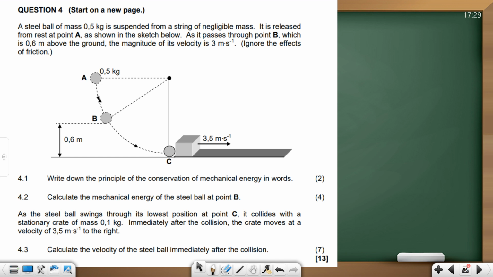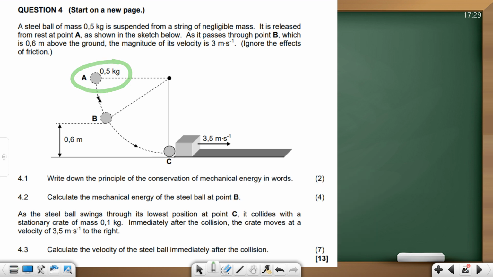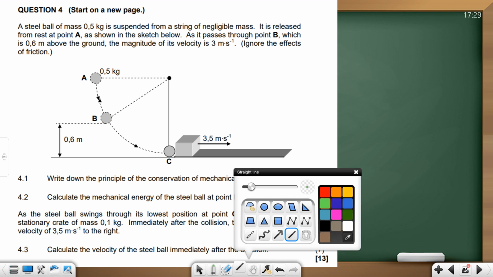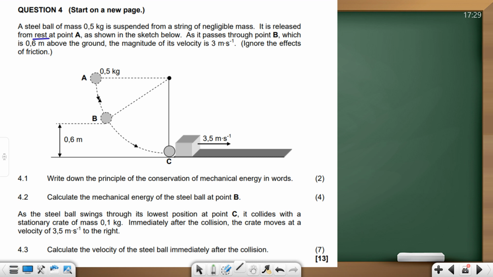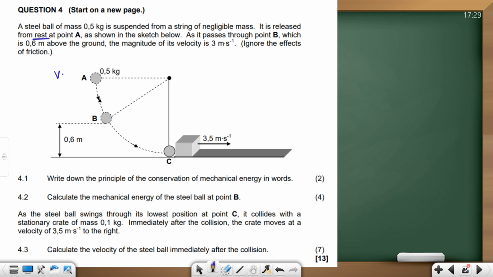A steel ball of mass 0.5 kilogram is suspended from a string of negligible mass. It is released, you remember, we start reading with intent to understand. It is released from rest at point A. What does that tell us? That tells us that the velocity here is 0, as shown in the diagram below.